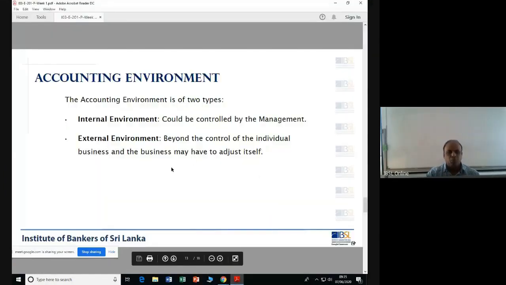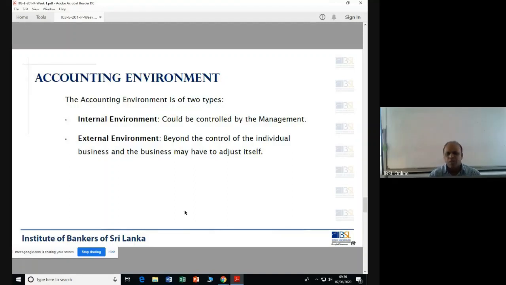Right, so moving on with the session. Now we look at the last topic of this area, which talks about the accounting environment. As you know, businesses operate within an accounting environment. So what do they need to do under this accounting environment? The accounting environment is broadly classified into 2 types. We call them the internal environment and the external environment. By this time, you know what this internal environment and external environment could be.